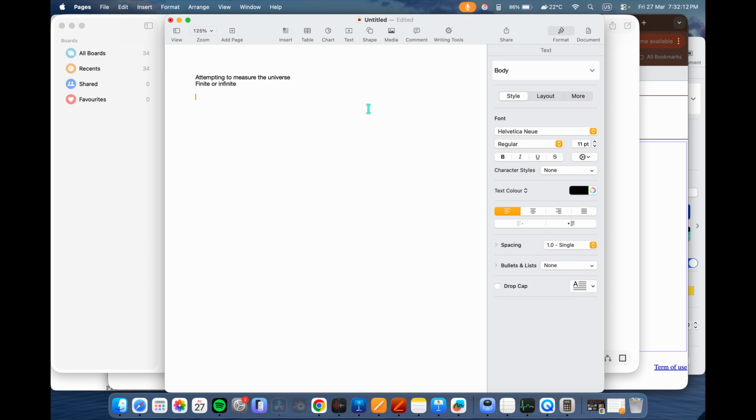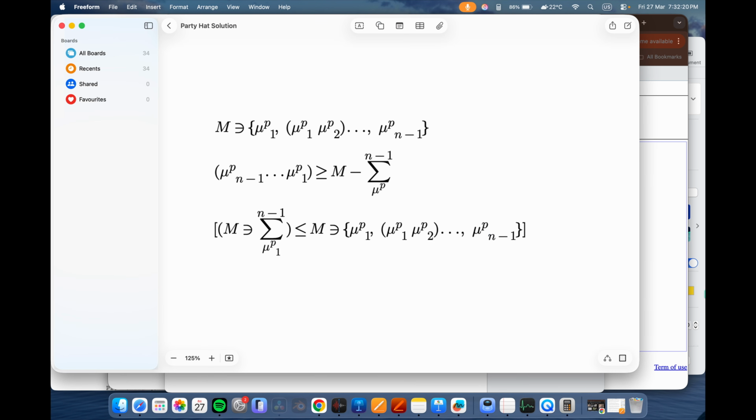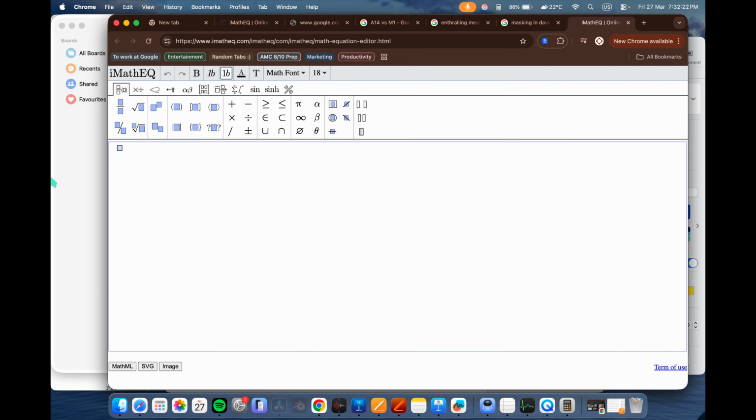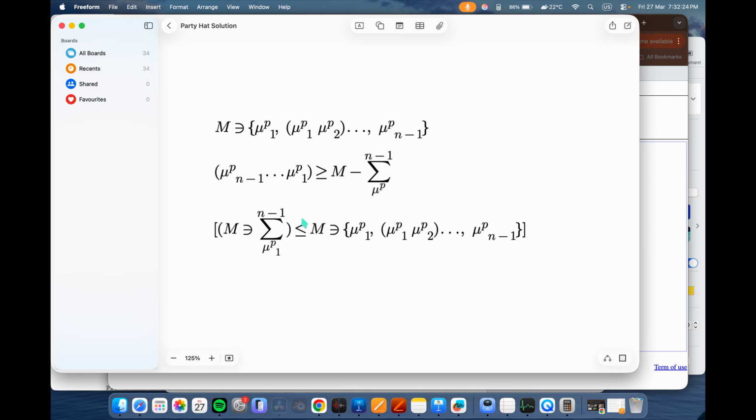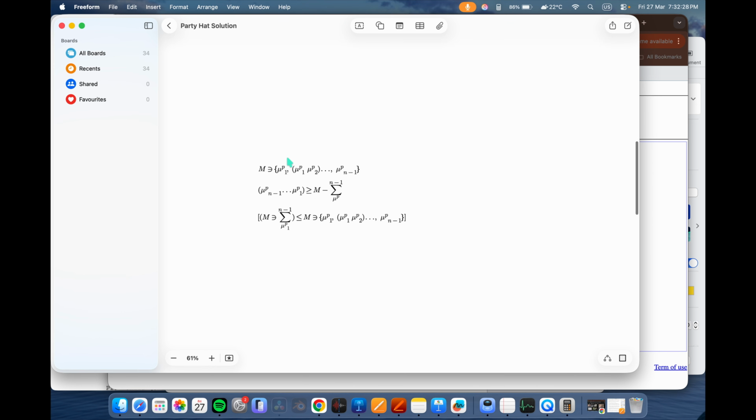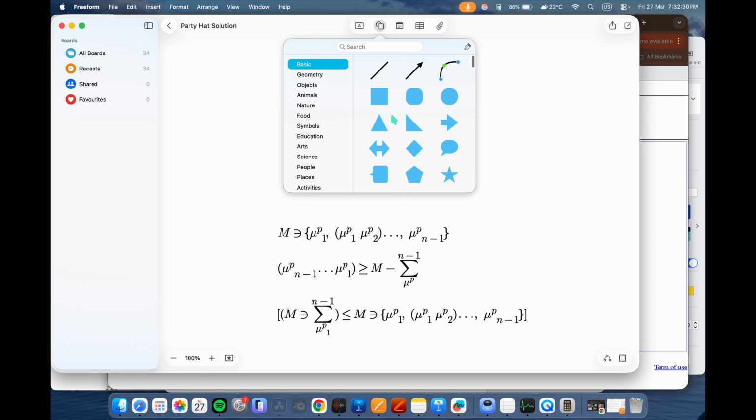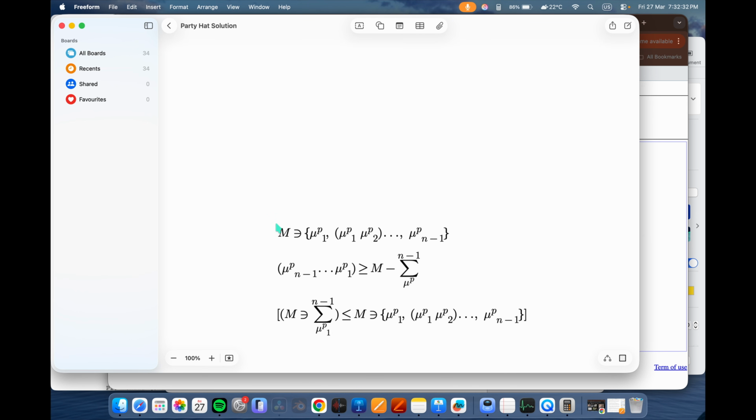Today I'll be making a video on the solution that I found that could measure whether the universe is infinite or not. So see this equation over here. My friend said that he does not understand what this entire thing means. Now, I assume he's lying because he's better at math than me.